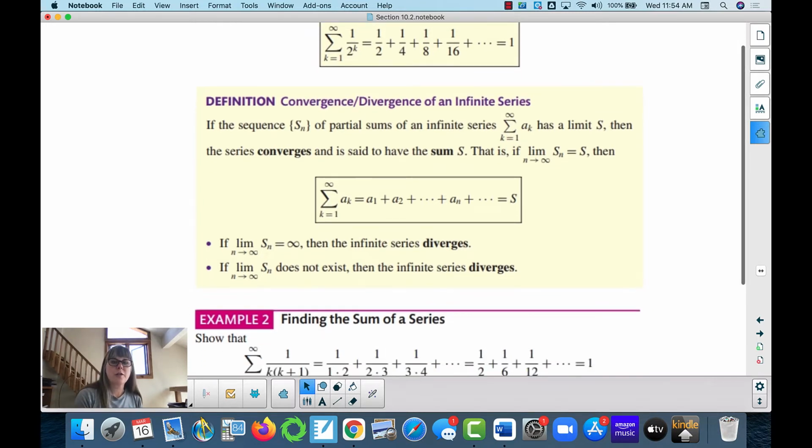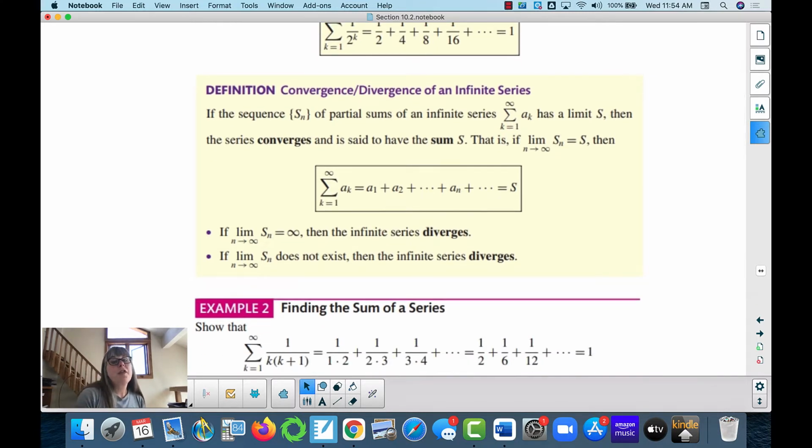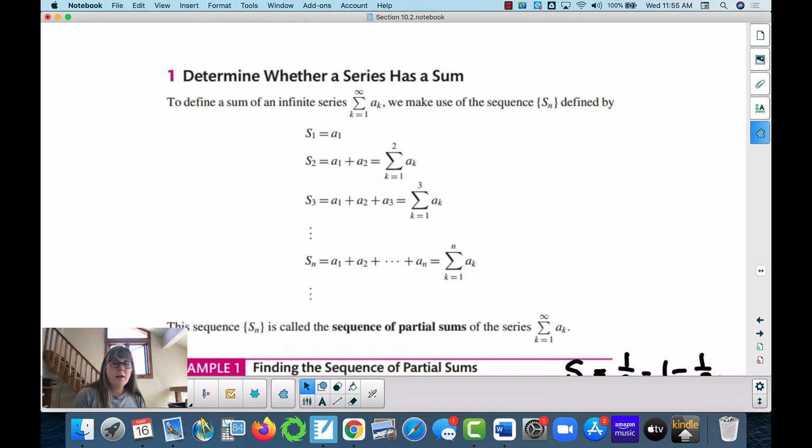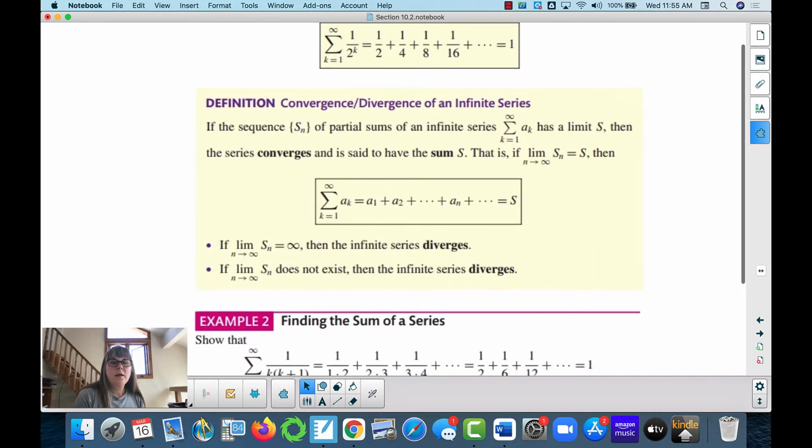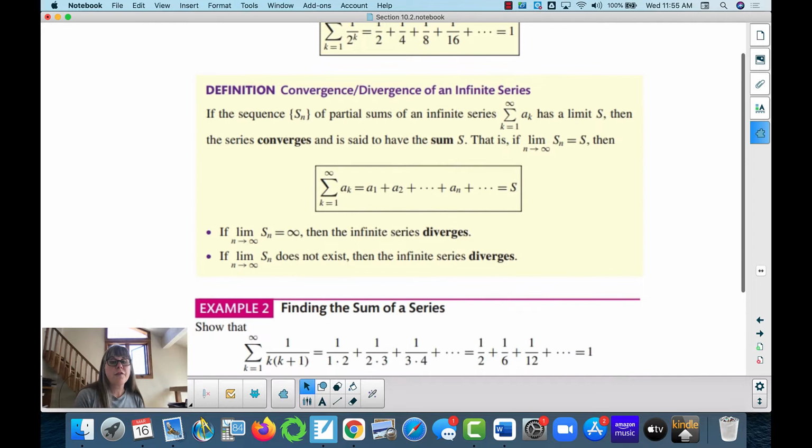Those are the terms that you would use. If the S sub n goes to infinity, then we say that that series diverges. And again, if the S sub n does not exist, we also say that that infinite series diverges. So the series only converges if you can come up with a number for the sum.